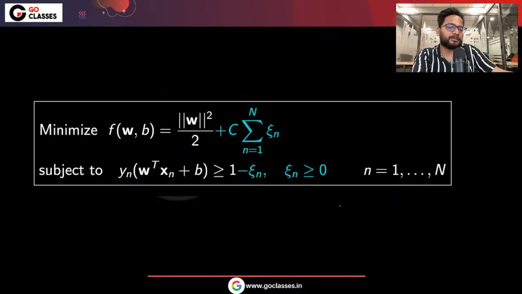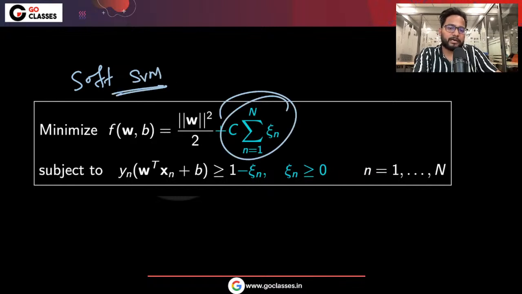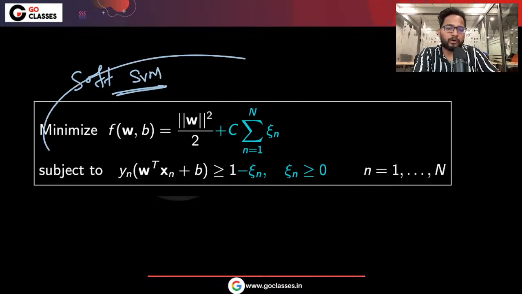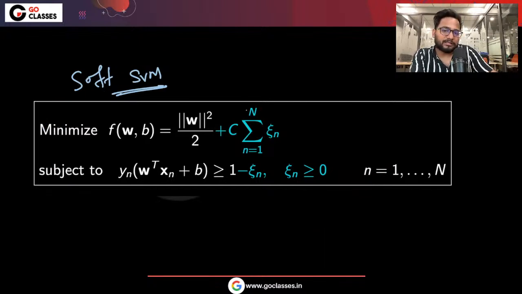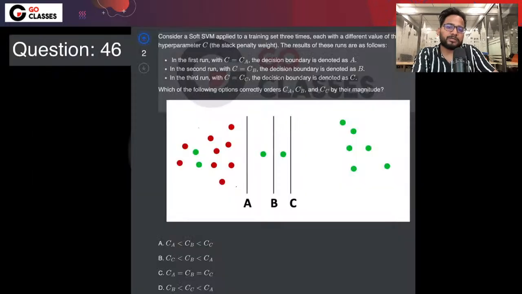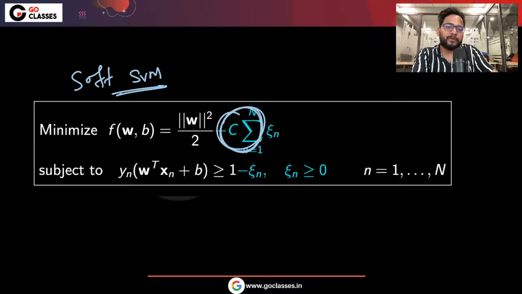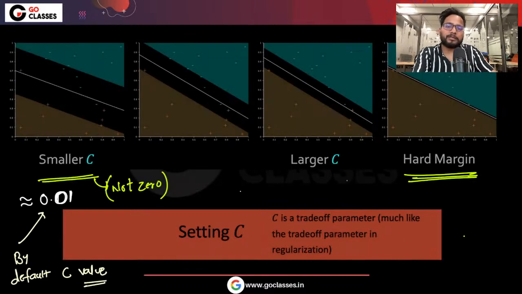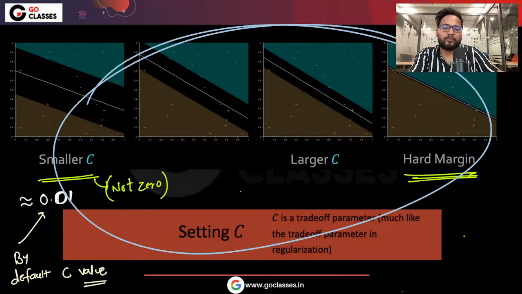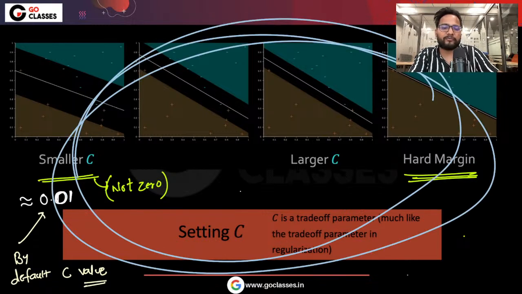Let me just remind you that for the soft SVM, this is the formulation, right? Here you have the slack variables, and this is how it looks. Now in this question they're asking, ultimately, what is the impact of C? If we increase this C, then what is the impact? For example, this is a slide from the lecture.